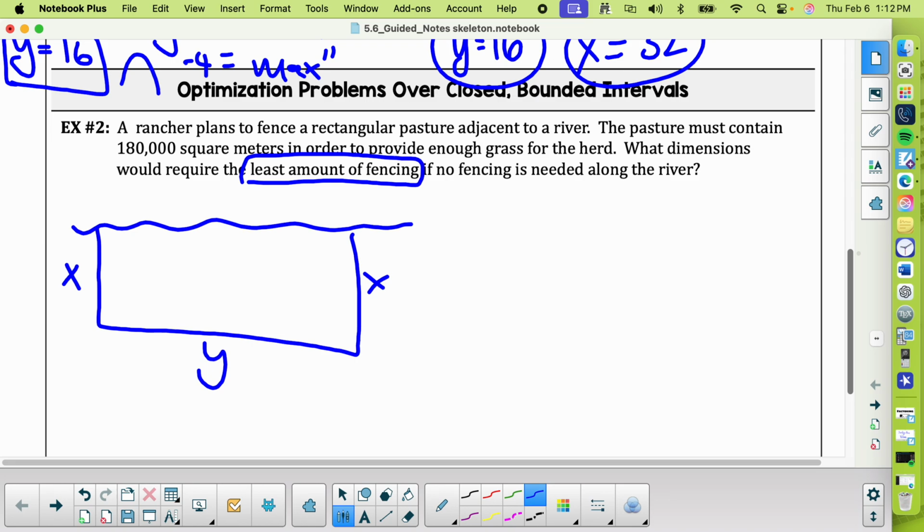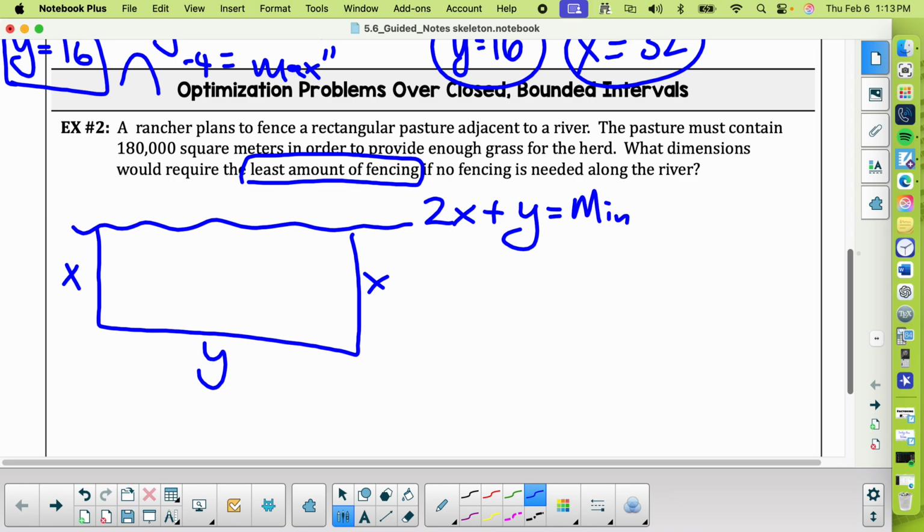How much fencing do we need according to this picture? Is it the least amount? Yes, we're trying to find the least amount. I need to write an equation that represents the amount of fencing I need to buy according to this picture. Perfect, the perimeter, 2x plus y. And this is gonna be a minimum.